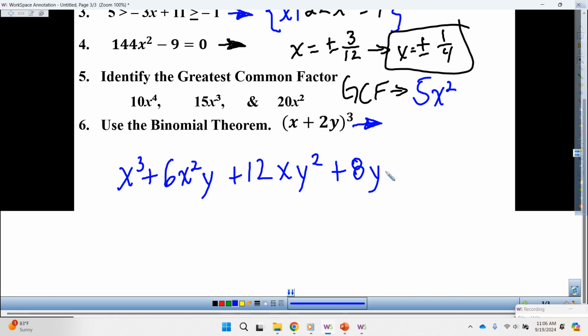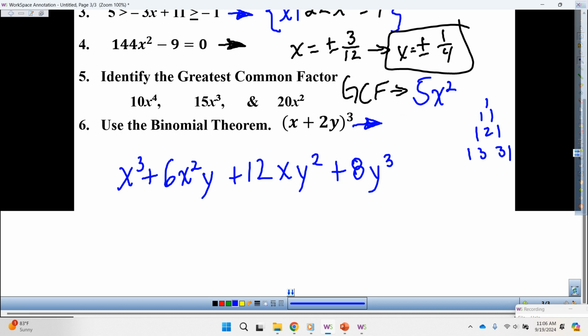Y cubed. That's it. Hands up if you got that. Looks about right. Double check your work. And remember, start with your triangle and make sure you get that at the end once you simplify.